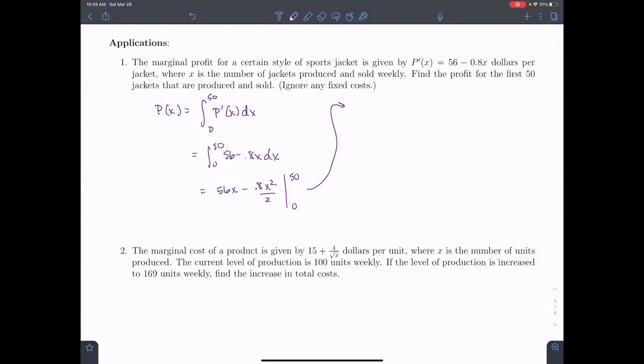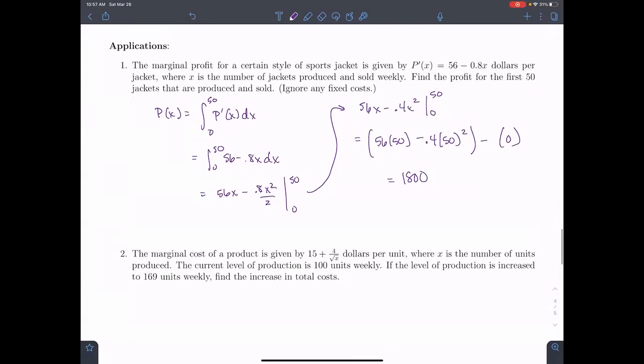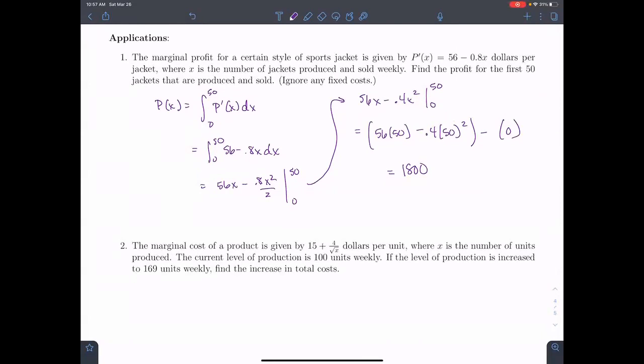When we do this, you get 56x minus 0.4x squared evaluated from 0 to 50. So 56 times 50 minus 0.4 times 50 squared. And then minus, this would all be 0. I have 1800 once I put that in a calculator. So it's not really about area there, but it is about profit, making that indefinite integral a definite one, right? You're doing the profit for the first 50 jackets. So from 0 to 50.